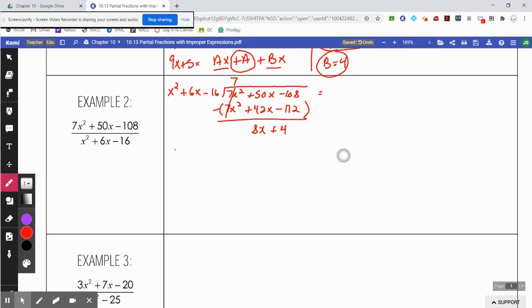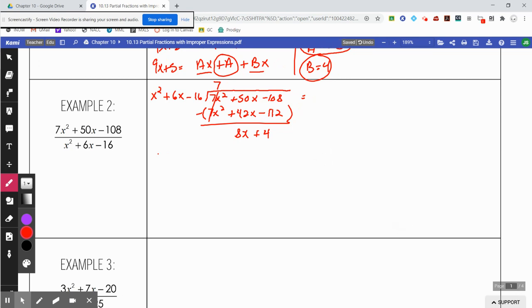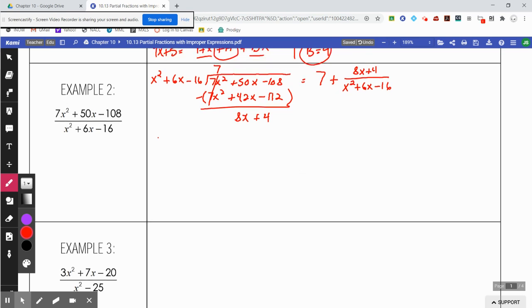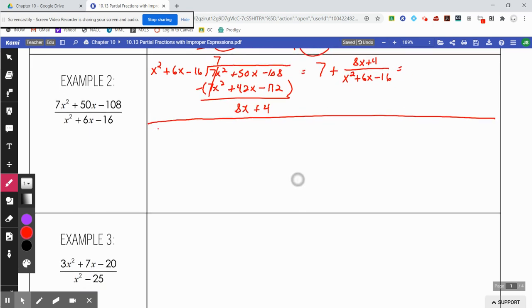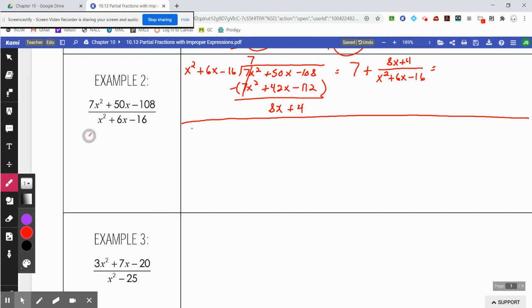So therefore, what we've done is we've divided, and we've got 7 plus, we're going to write our remainder, which is 8x plus 4, over what we divided by, which is x squared plus 6x minus 16. So that's what we're going to decompose now. I'm going to draw a line right here, and we're going to do it below. Let's factor the bottom. It factors into numbers that add and multiply to a positive 8 and a negative 2.